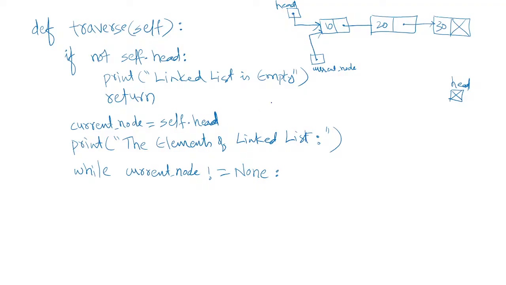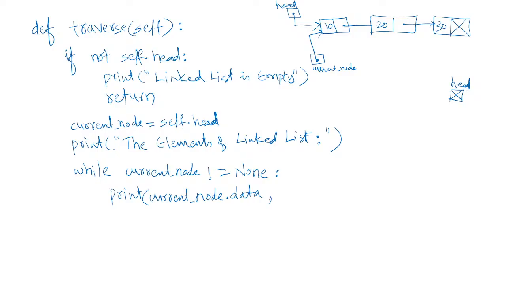Now see, current node not equal to None means there is some address, so the condition is true. Now you print it. That means current node is pointing to some node, and you print its data. How can you print its data? Just say print, to print this value 10. You can access this value by saying current node dot data.